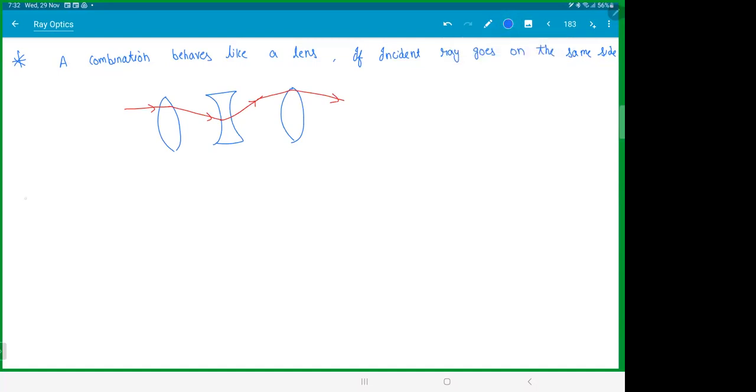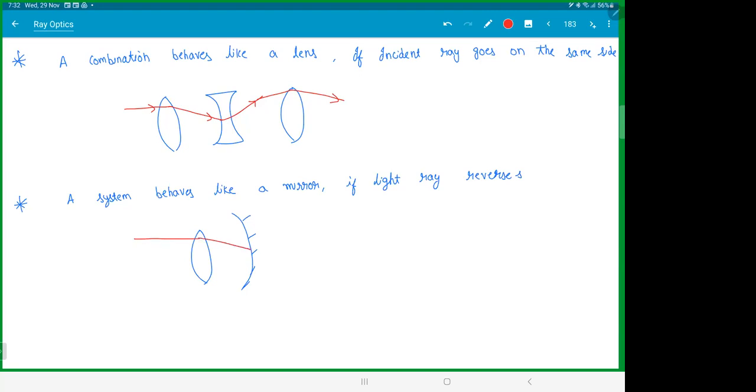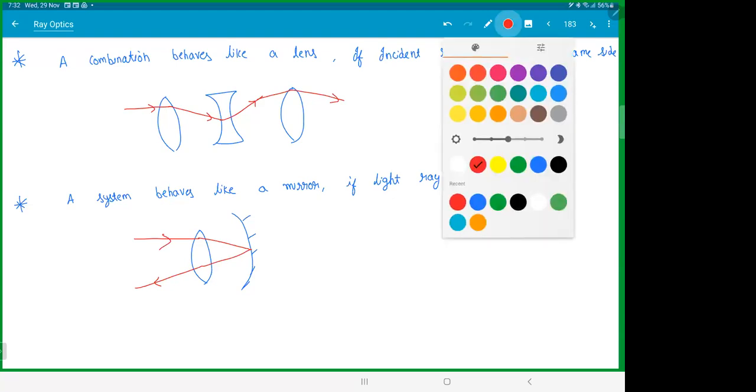But if you take a mirror, the light ray will always come back. The system behaves like a mirror if the light ray reverses. Exactly not a 180 degrees turn, but it will make an obtuse angle kind of thing. So if you have a lens and if you have a mirror, take any mirror, doesn't matter. You'll observe the light ray enters, hits, comes and goes off like this. It will come onto the same side.